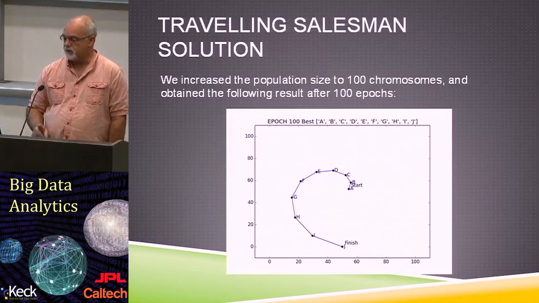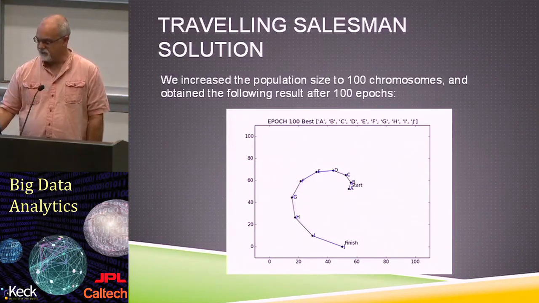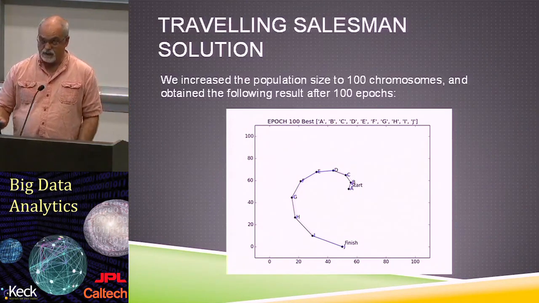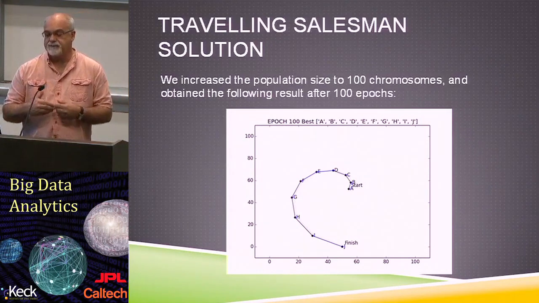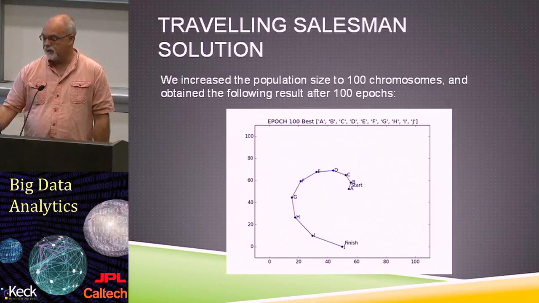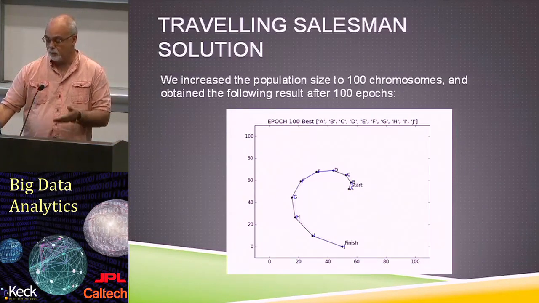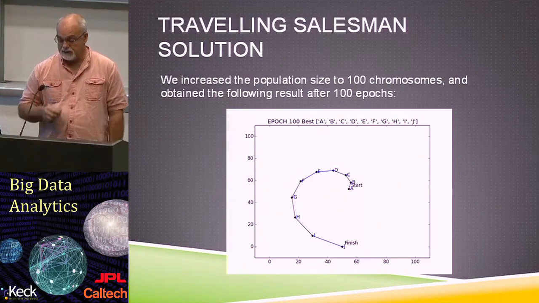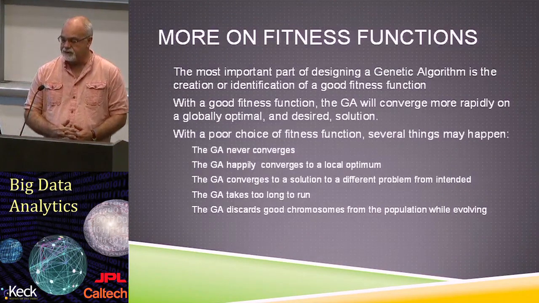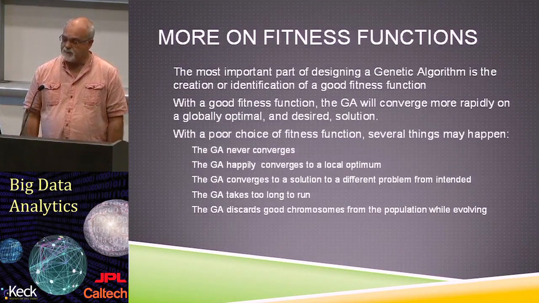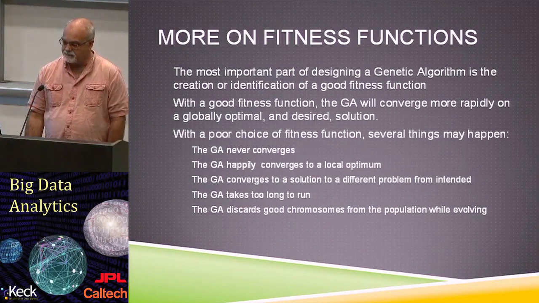It's probably the good solution, but I don't think you can say that for certainty. So when we're running genetic algorithms in general, you have to make some judgment calls about what is a good solution and what is a bad solution. You really have to look at the way the genetic algorithm behaves and adjust the parameters accordingly. And that brings us back to the fitness functions, which is the most important part of designing a genetic algorithm.